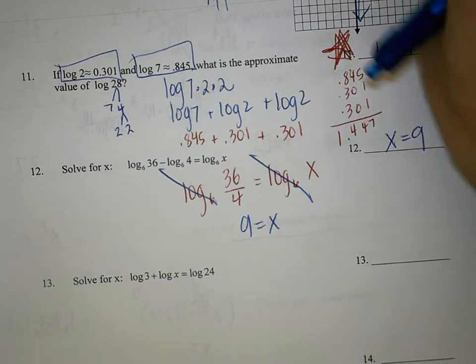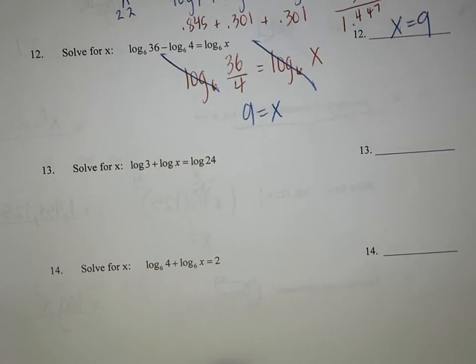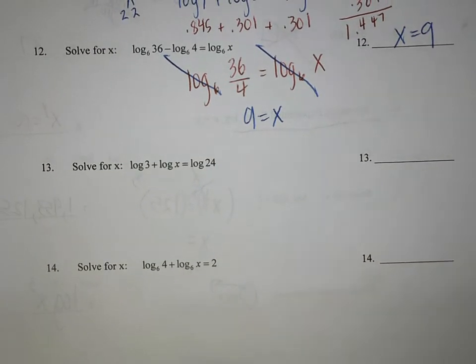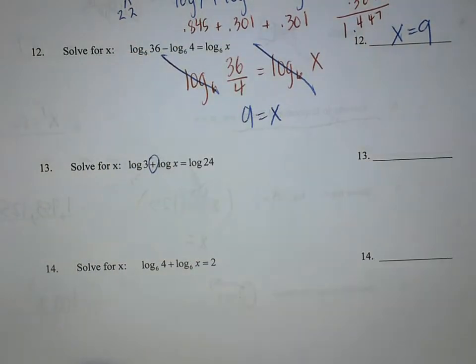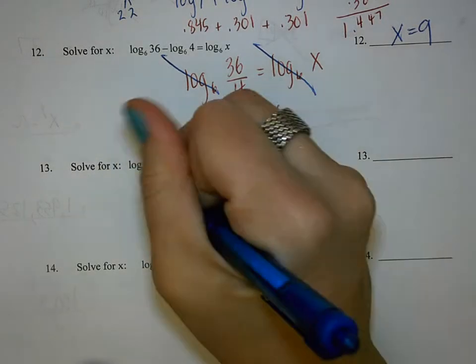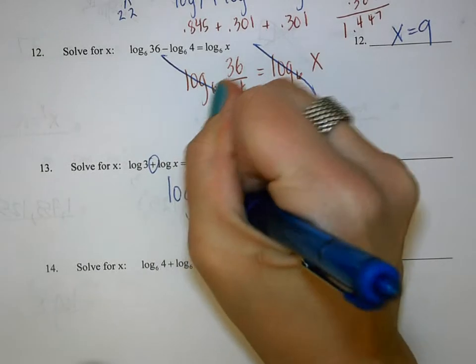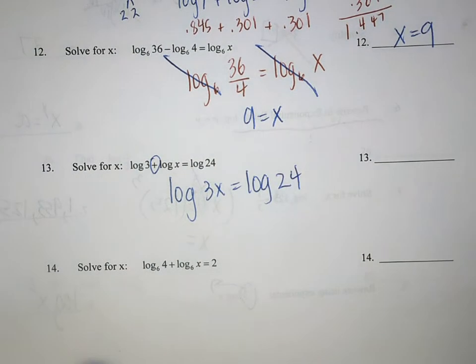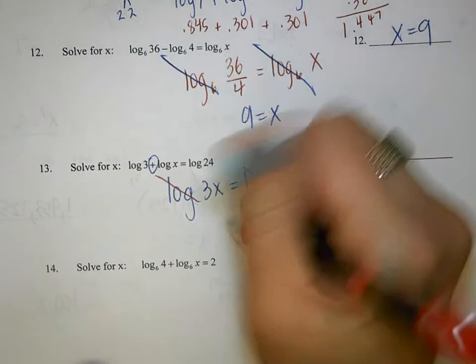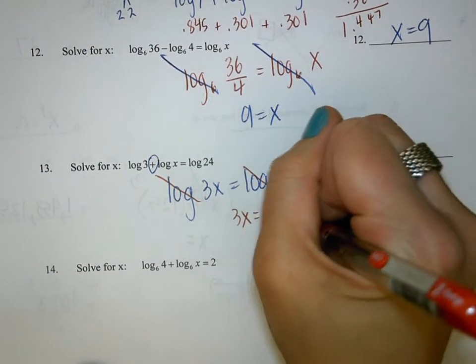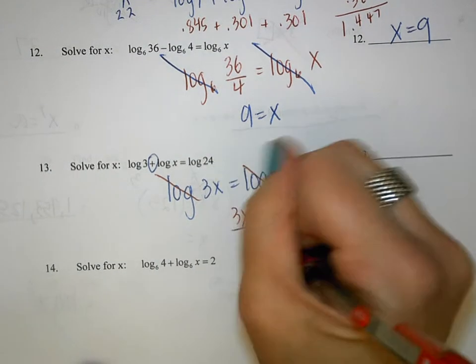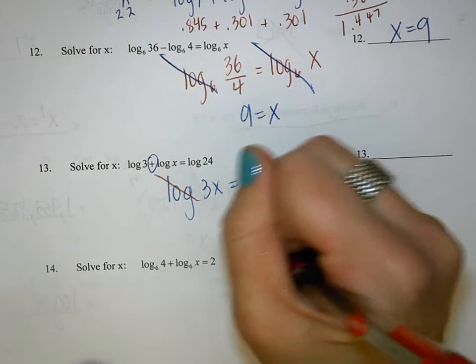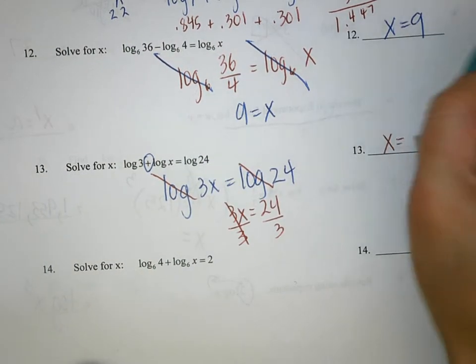Okay, 13 is similar. What am I going to do on 13 though that's different? Multiplication. Good, your adding changes to multiplication. So the first thing we do is condense. So I get log of 3x equals log 24. Can I drop my logs? Yes. Good. So now I have 3x equals 24, and we divide by 3, and so x equals 8.